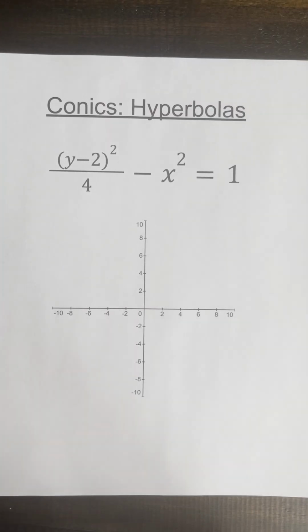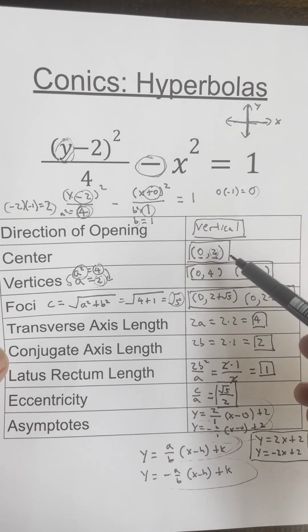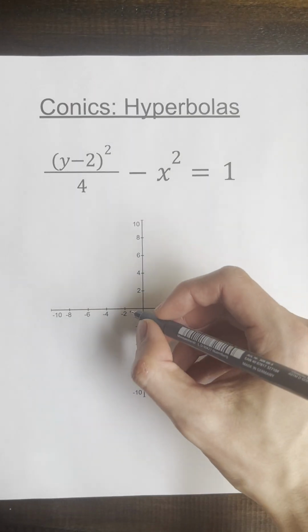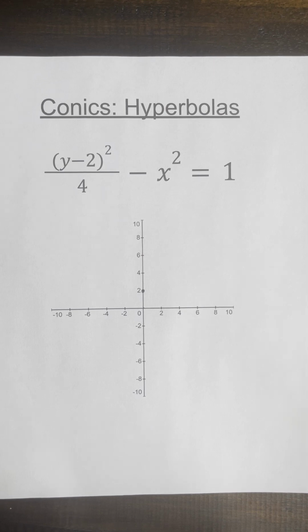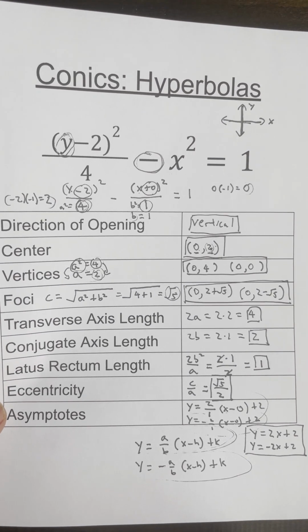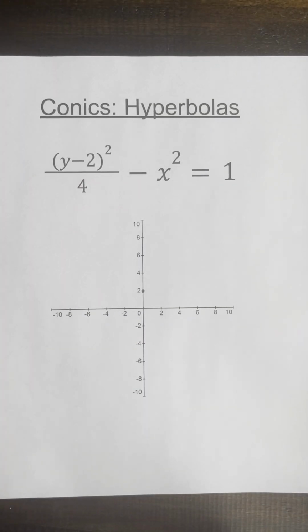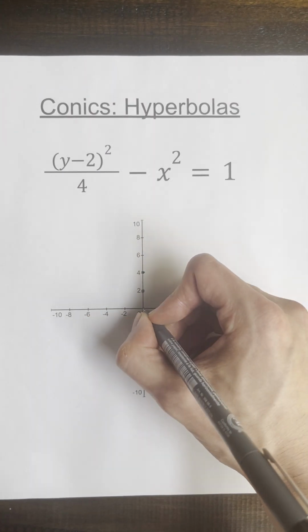Let's go ahead and graph this. So what did we graph first in our previous example? We graphed the center. So the center was 0, 2. So we need to go to 0, 2. What did we graph next? We graphed the vertices. And the vertices are where? 0, 4 and 0, 0. So 0, 4 and 0, 0.